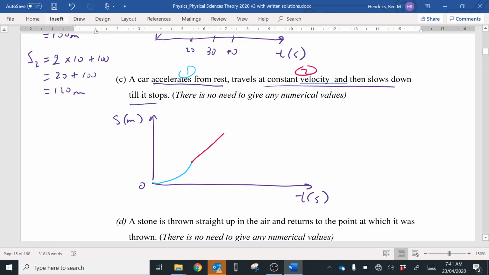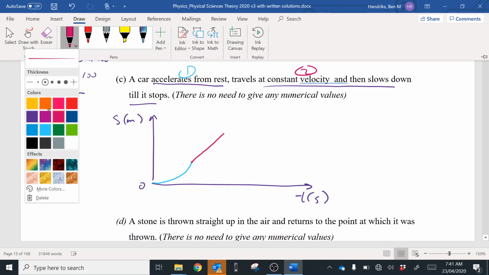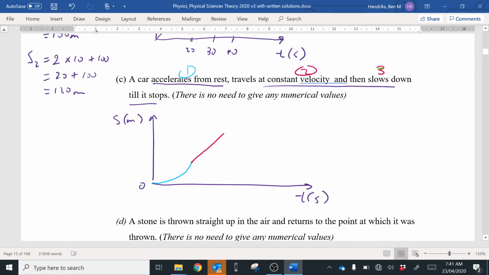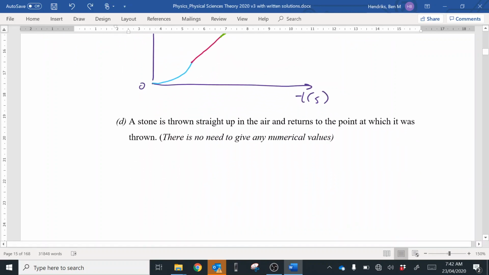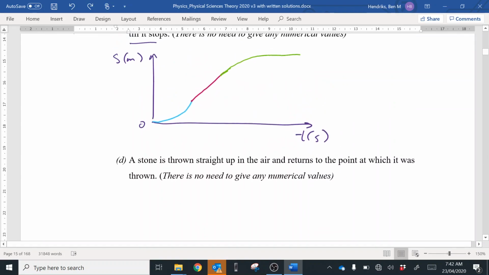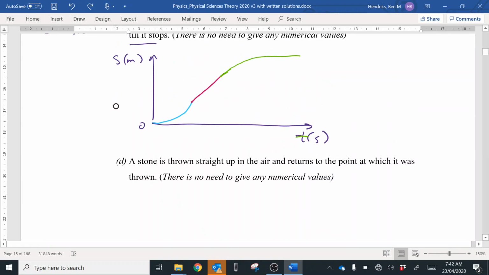But anyway, and then finally, let's just do green. So 3. So 3 slows down until it stops. So I'm just going to go curve, and then it comes to rest like that. Okay. So this one could be a bit nicer. There's not this sudden sharp change. That one there should just be a nice smooth curve into the straight line. But anyway, it should be a nice T there.